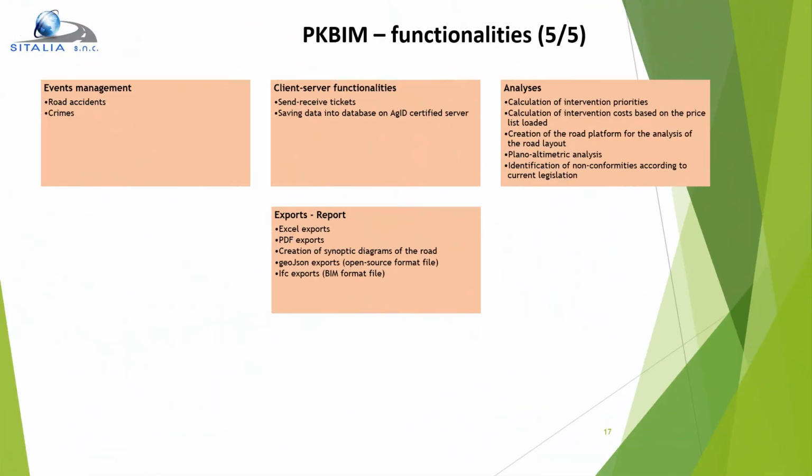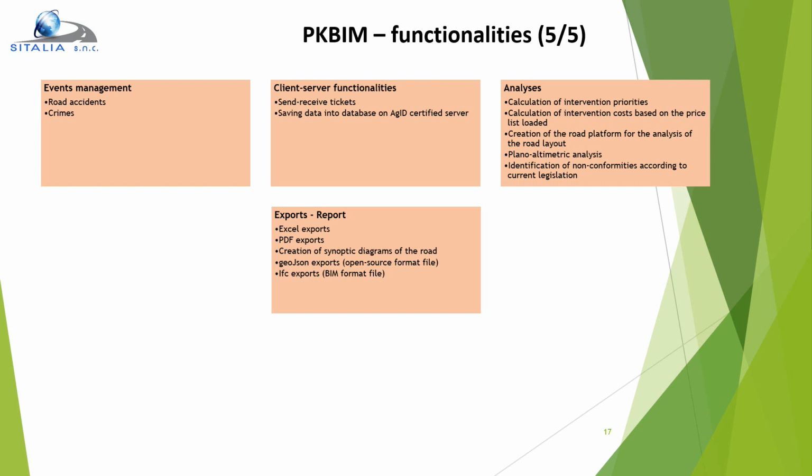Last slide about BIM functionalities. In the software, it is also possible to add information about road accidents. They are very important in the priority formula evaluation that we are using. The software, like already explained, is a client-server system, so it is possible to send and receive tickets, save data in the central database, and it is possible to do the analysis.